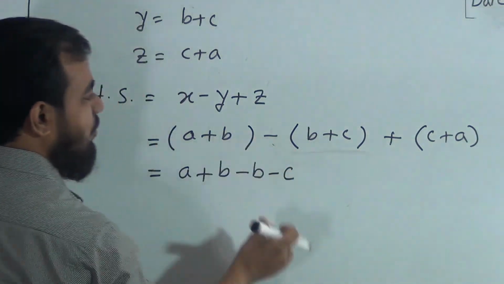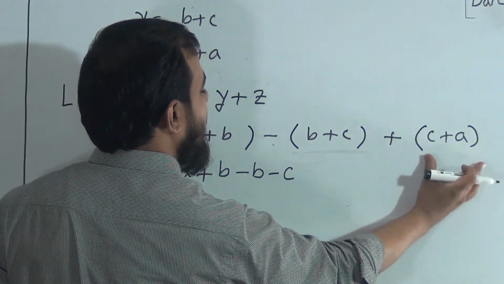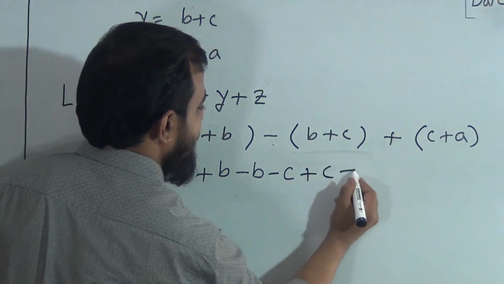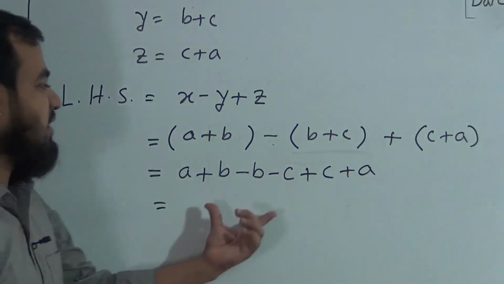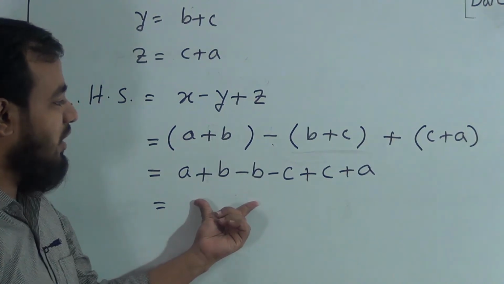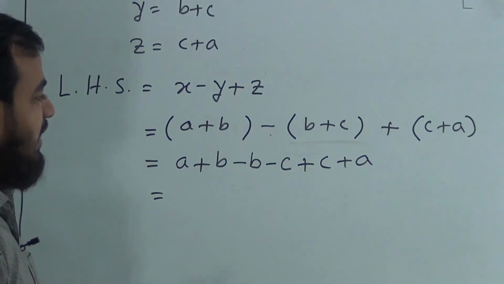Okay. Now this last bracket has plus sign in the front. That means this will remain unchanged. That means it will be plus c plus a. Now we have already omitted the brackets. Now the work is, we have to arrange the similar terms together as addition.